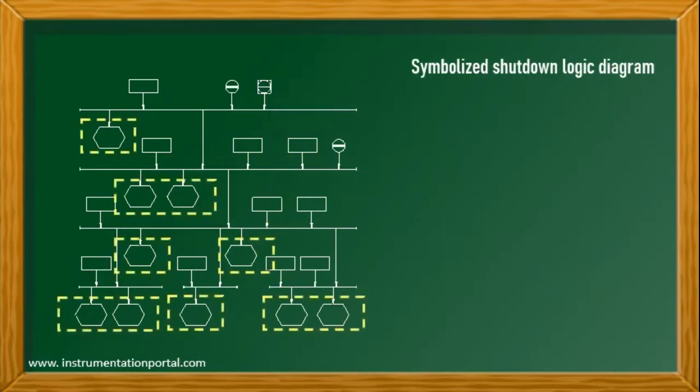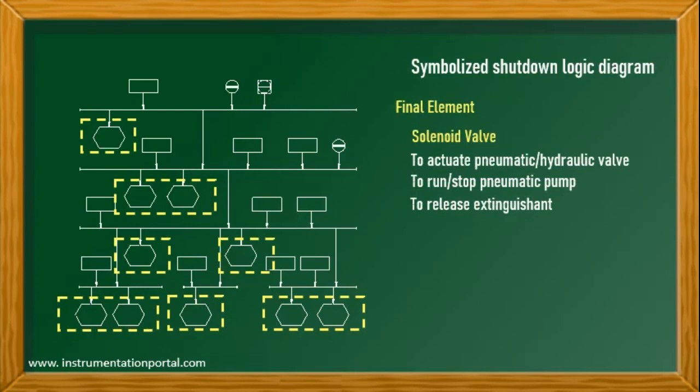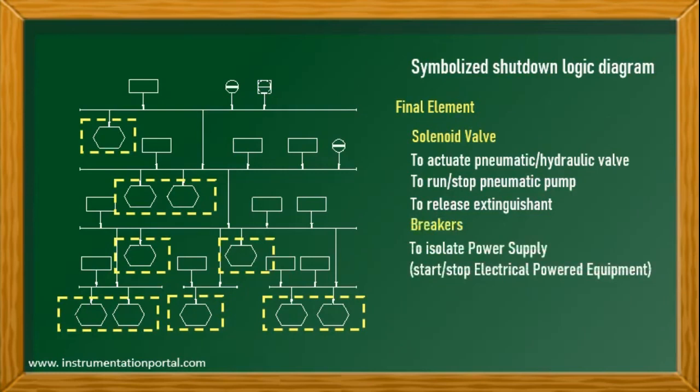The hexagon is an output or an action that needs to be performed by the SIS. These can be solenoid valve to actuate pneumatic or hydraulic valve, to run or stop pneumatic pump, and to release extinguishment breaker; to isolate power supply for start or stop of electrical powered equipment; alarm, such as visual alarm or beacon, and sounder; interlock.